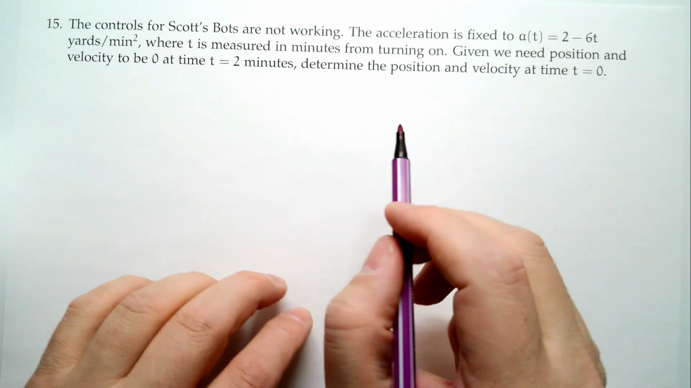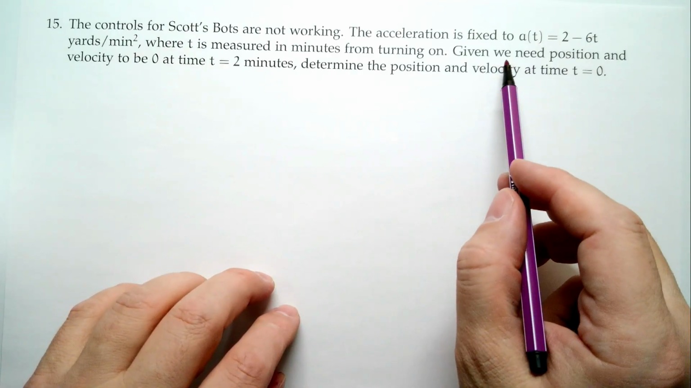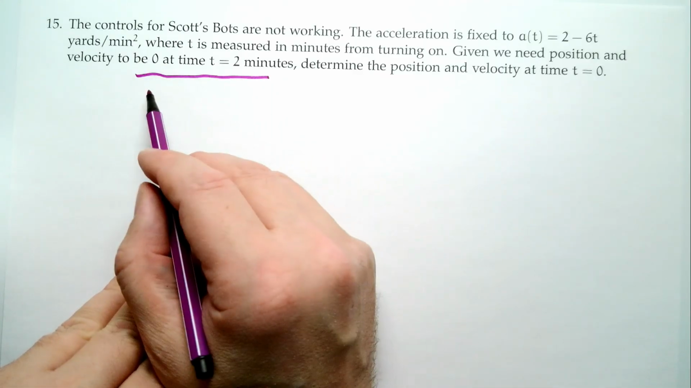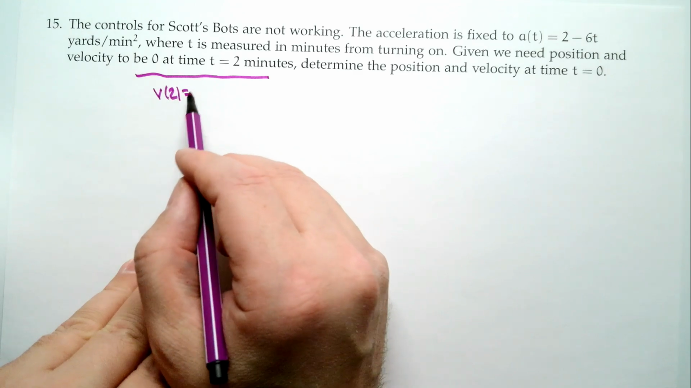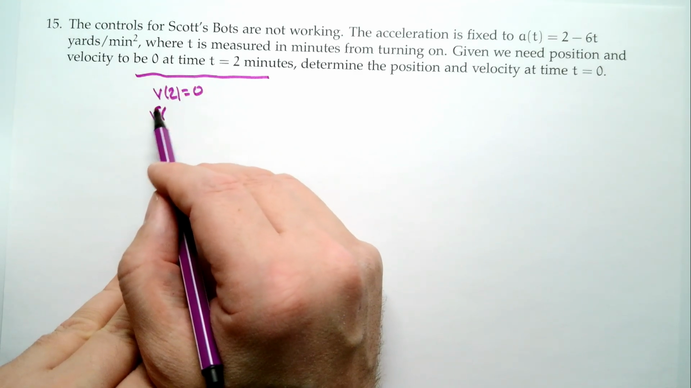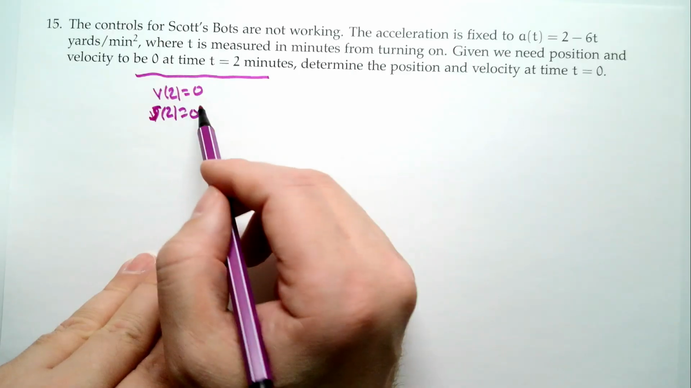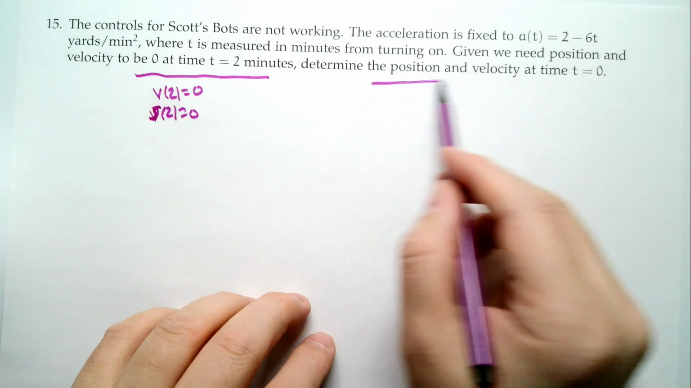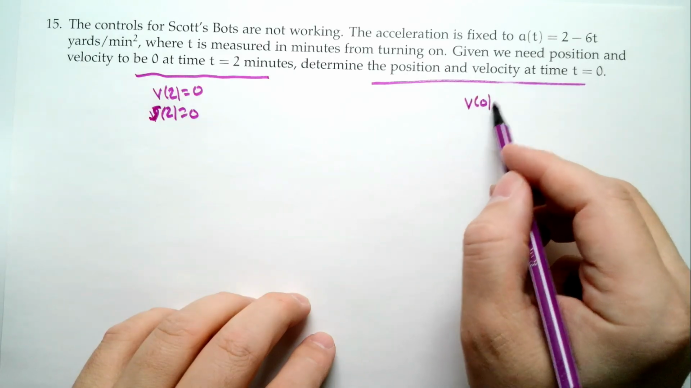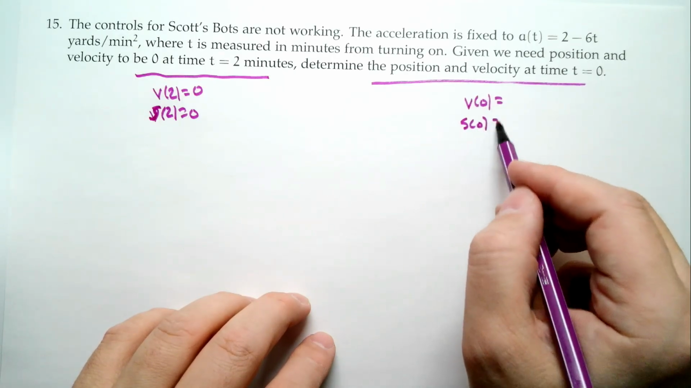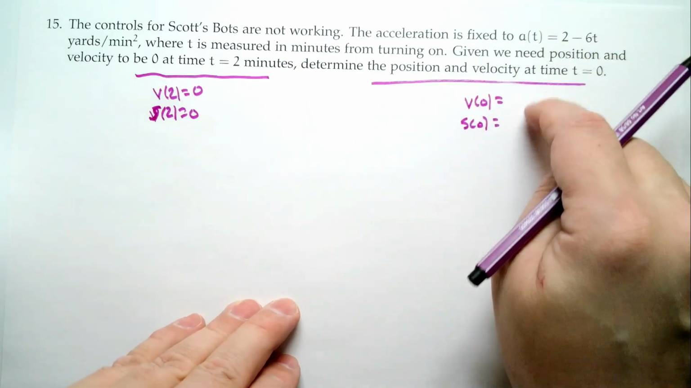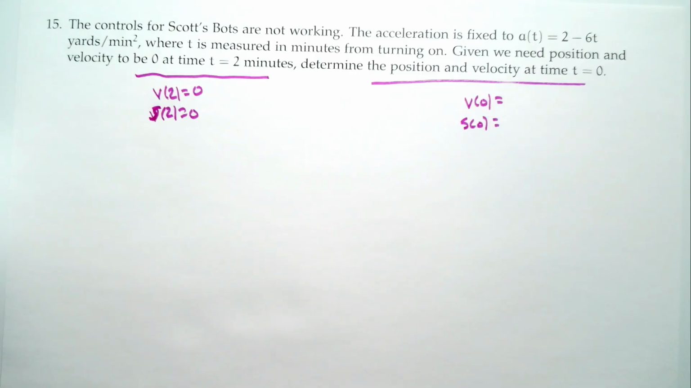So what's happening here? What do we have? Well, we need our position and velocity to be 0 at time t equals 2 minutes. So this tells us that we want velocity at 2 equals 0, and position at 2 equals 0. So that's information we're given, that this is what we want. So what do we want to find? Well, the question becomes, what is the velocity at 0 and what is the position at 0? So we have two pieces of information here and our acceleration, and we want to use that to determine other pieces of information at a different time.